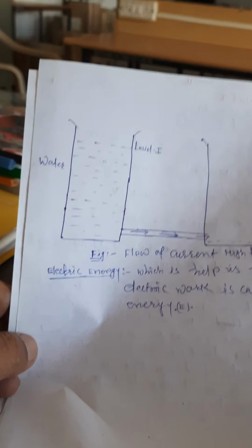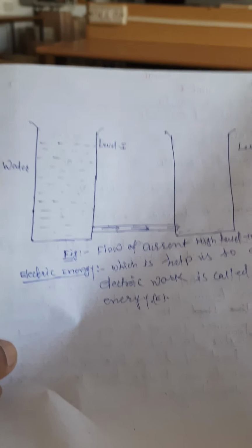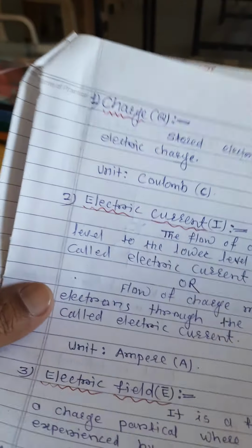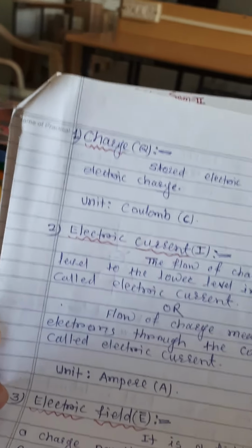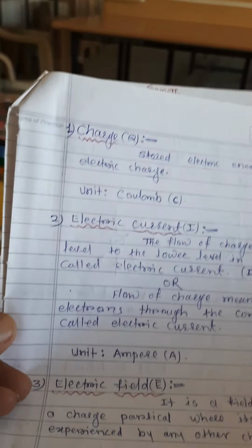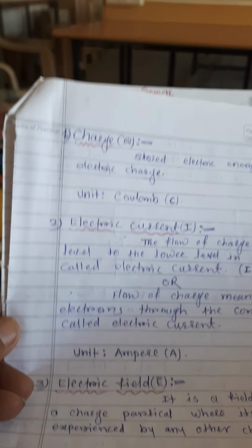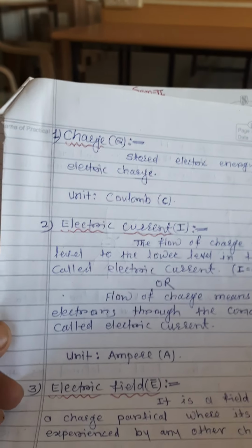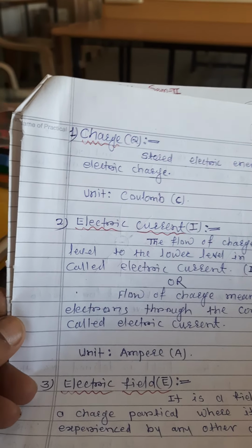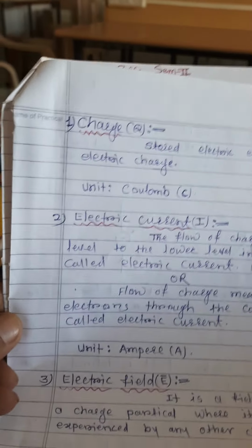So what is electrical energy? Electrical energy is that which helps us to do electric work. Then the first parameter is charge. What is charge? Charge is the stored electric energy. If energy is stored, it helps to do work, like electric work. Its unit is the coulomb.